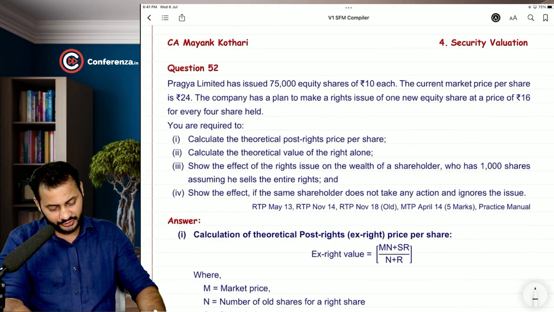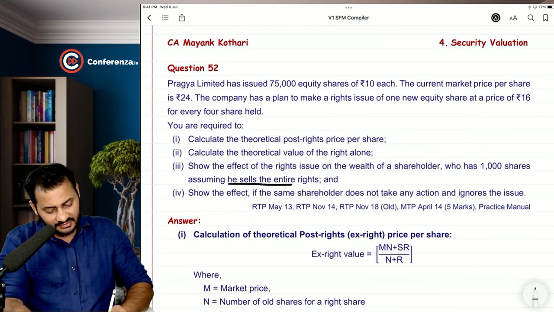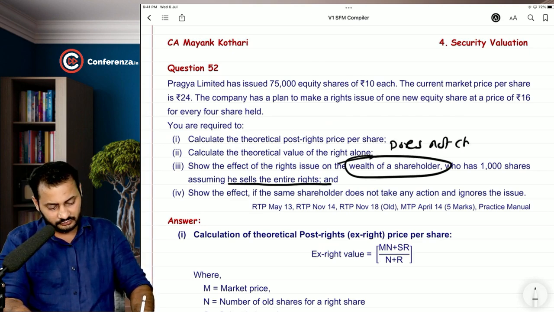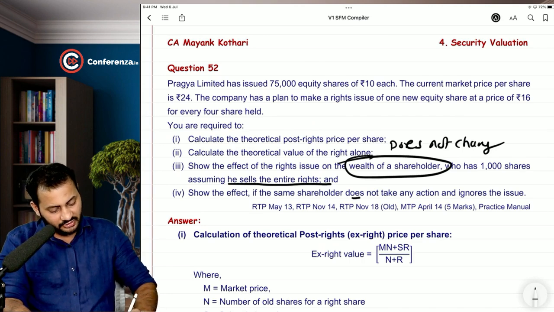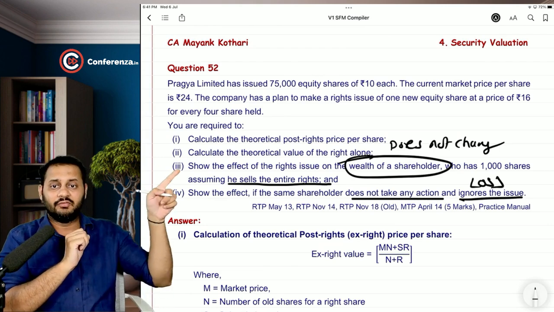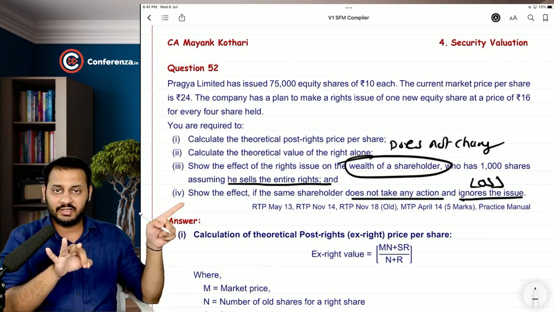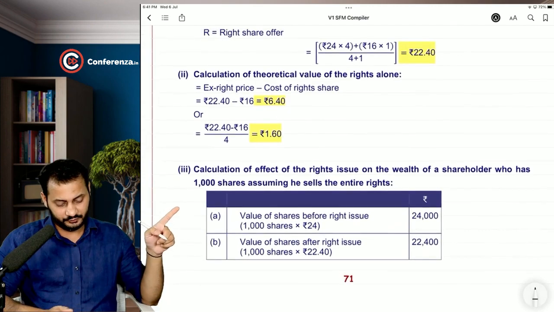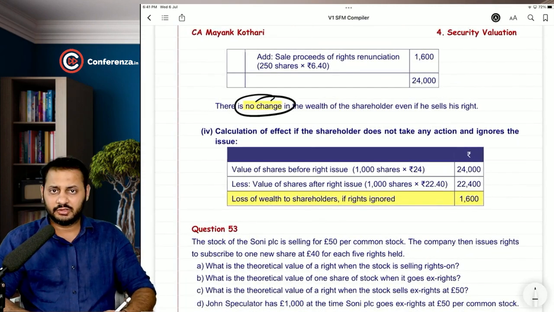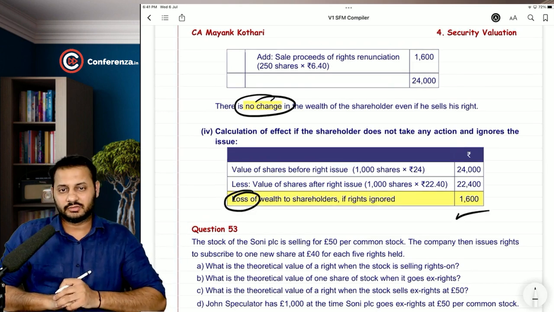This is again the same question and I'm leaving it to you. Same question. The only difference is if he sells the entire right, we will have to show the wealth of the shareholder. It does not change. But if he does not take any action and ignores the issue, there will be a loss to him. The wealth does not change here if he sells the entire right, but if he lets it lapse, there will be a loss to him. There is no change in the wealth and there will be a loss of wealth of 1600. That's it. Just do it.